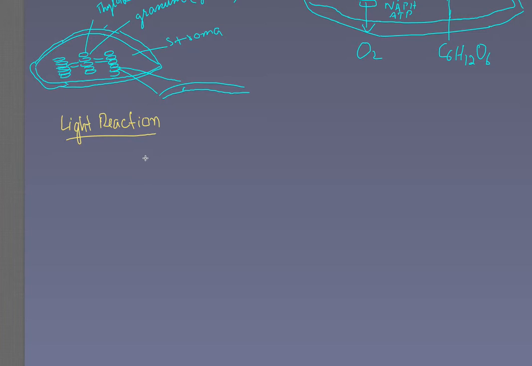So, light reaction, first of all, where does it occur? It occurs in the membranes of thylakoids.